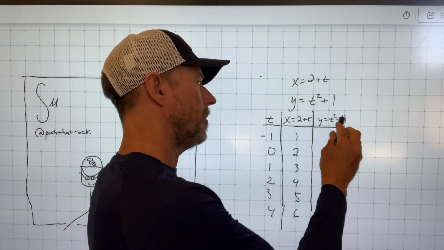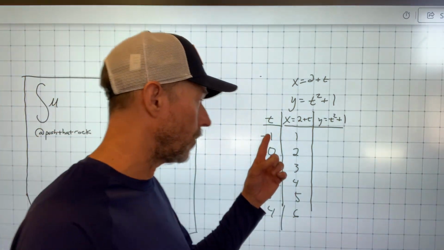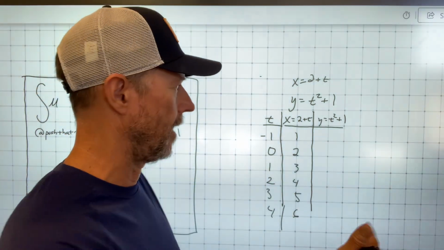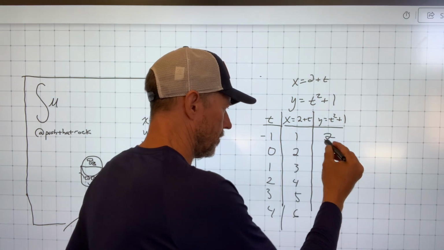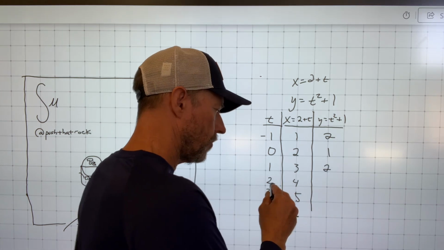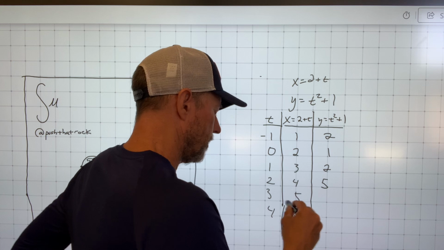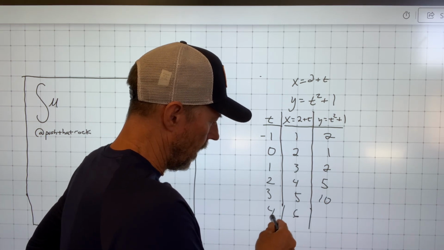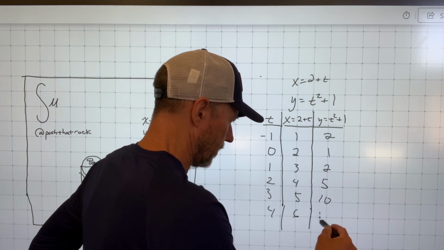And then remember, the y is 1 greater than the square of t, so if I square a negative, it becomes a positive. So -1 squared is +1, and I add 1 to that, I get 2. 0 squared is just 0, so we just have 1. 1 squared is 1, plus 1 is 2. 2 squared is 4, but it's 1 greater than the square, so it's 5. 3 squared is 9, but it's 1 greater, it's 10. And so I can see this is getting big. 4 squared is 16, and 1 greater than 16 is 17.